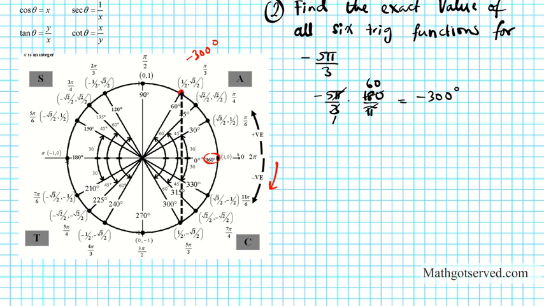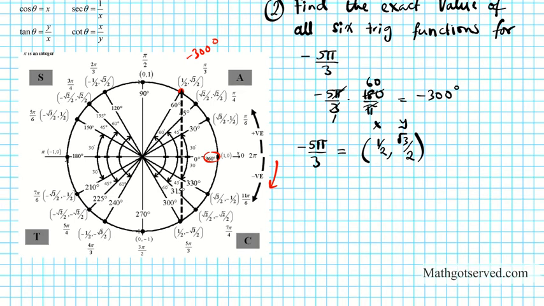So that clearly shows us that negative 5 pi over 3 has a coordinate of 1/2 and root 3 over 2. This is my x coordinate and this is my y coordinate. So let's go ahead and start generating our values.